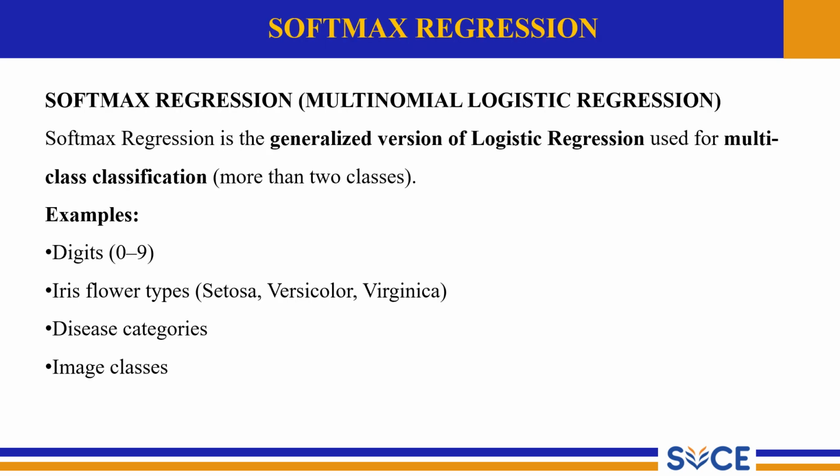Softmax regression is also called multinomial logistic regression. It is the generalized version of logistic regression for multi-class classification, that is, more than two classes. Instead of predicting a single probability like in binary logistic regression, Softmax predicts a probability distribution over all classes, ensuring the probabilities sum to 1. Examples of use: recognizing digits 0 to 9, classifying iris flower types (setosa, versicolor, virginica), categorizing disease types, and classifying image categories in computer vision.